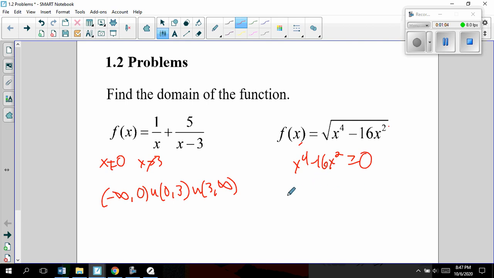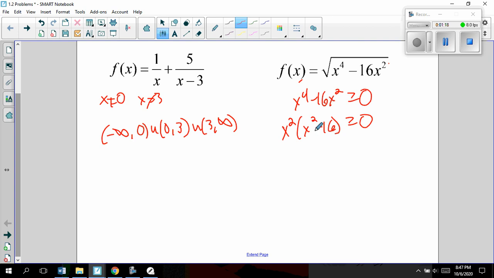Now there's a little extra factoring in here because I have x to the 4th, but I have an x squared as well. So I can factor out x squared, and now I have x squared minus 16 is greater than or equal to 0. Well, I actually can still factor because this is a difference of perfect squares. So I have x minus 4 and x plus 4, and then is that greater than or equal to 0?